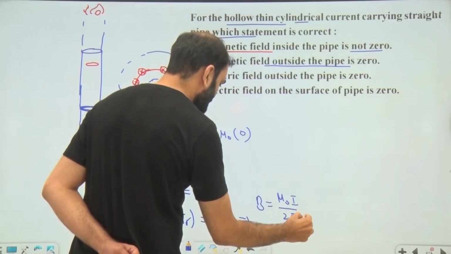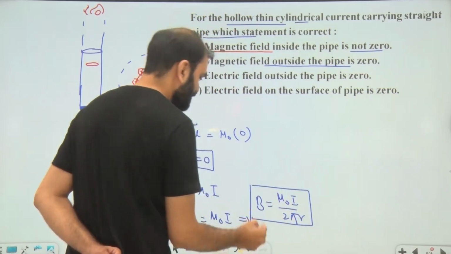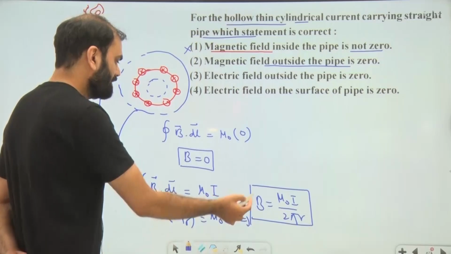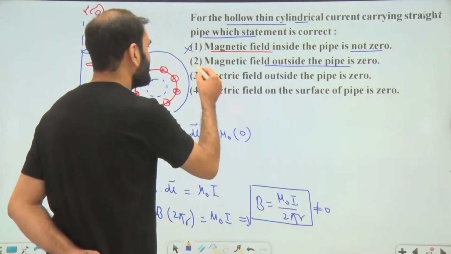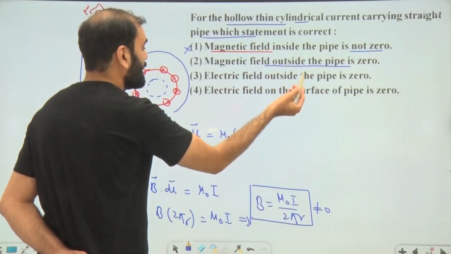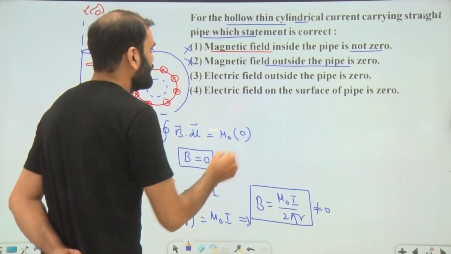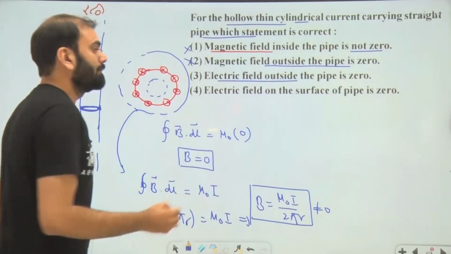It is just like the magnetic field due to an infinitely long current carrying wire. So it will be like that. It's not 0. But here it's saying that the magnetic field outside the pipe is 0. No, it's not 0. The electric field outside the pipe is 0.